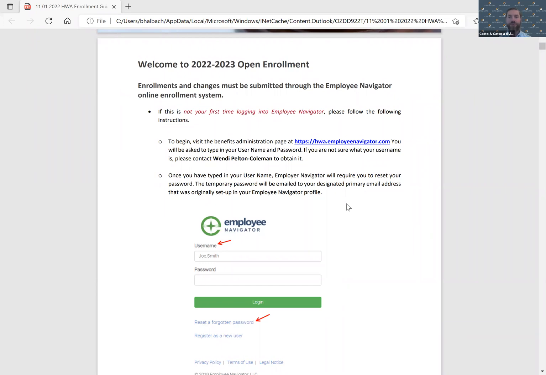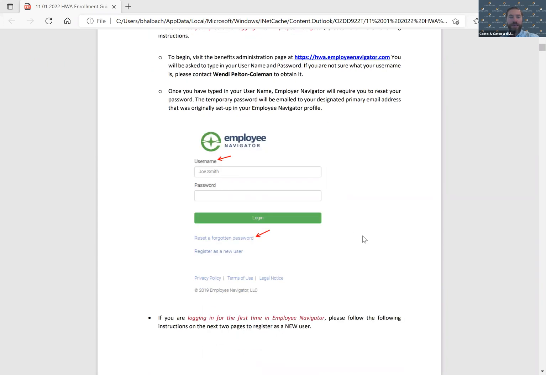And then if you have questions, you can reach out to Wendy. You can also reach out to myself or Sachi to help make sure you're moving through the process. Everything is online, and we're going to use Employee Navigator just like we have in the past.